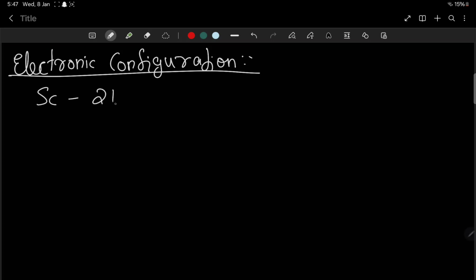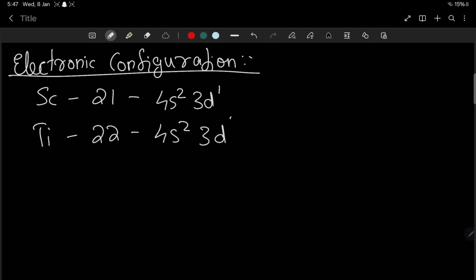Scandium, atomic number 21, electronic configuration is 4s2 3d1. Titanium, 22, 4s2 3d2. Yes, titanium. Vanadium, it is 23, 4s2 3d3.